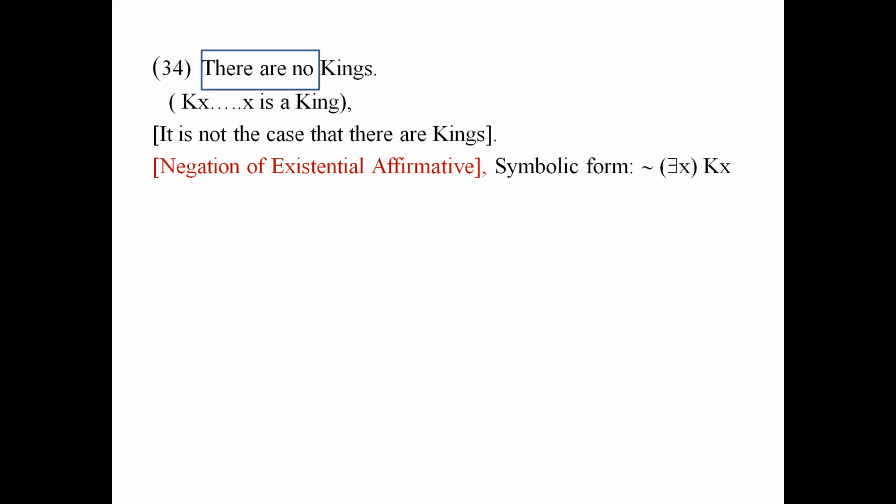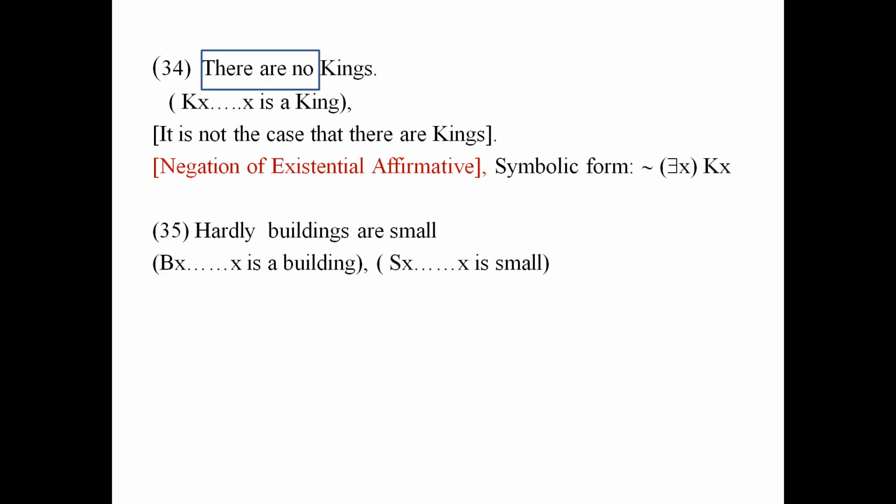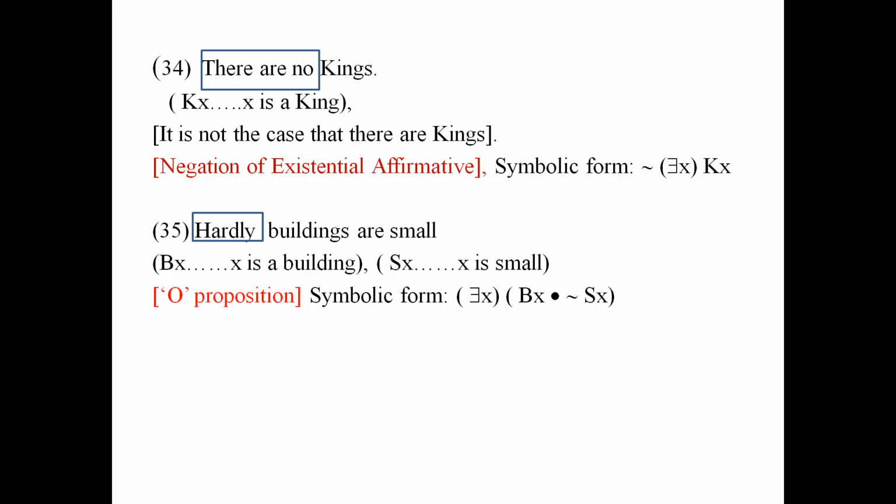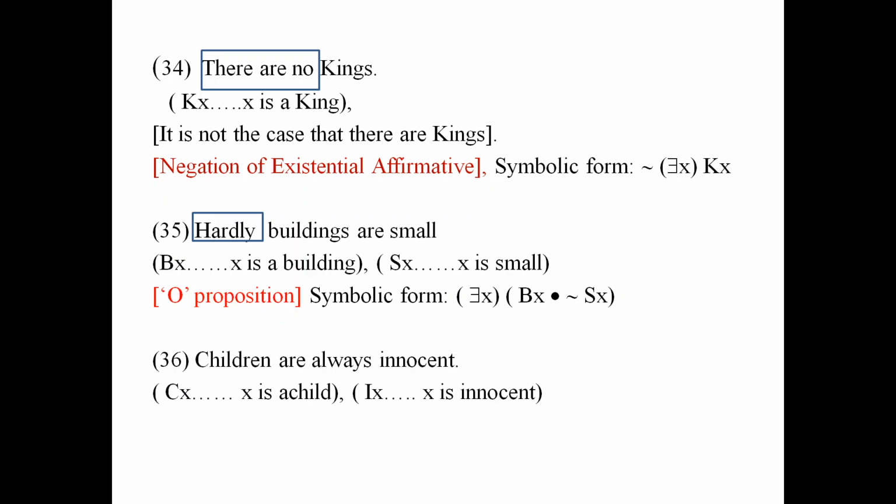Now 35th, hardly buildings are small. Here hardly word is used, so it's an O proposition with two classes. So existential quantifier phi x dot curl psi x. Replace phi by B, psi by S. So we will get the written expression as existential quantifier Bx dot curl Sx. It's read as there is at least one x in the class such that x is a building but x is not small.